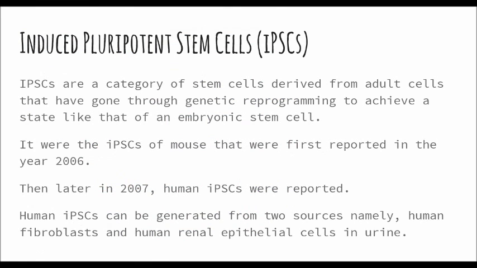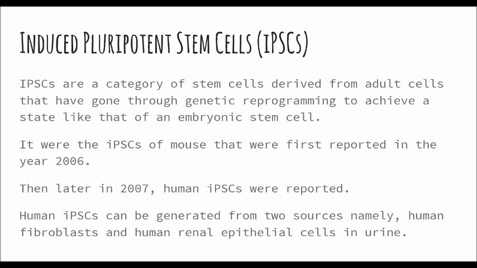Induced pluripotent stem cells are a category of stem cells derived from adult cells that have gone through genetic reprogramming to achieve a state like that of an embryonic stem cell. It was the iPSCs of mouse that were first reported in the year 2006. Then later in 2007, human iPSCs were reported.